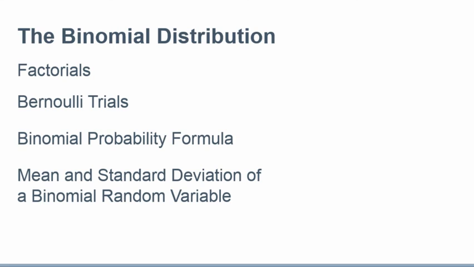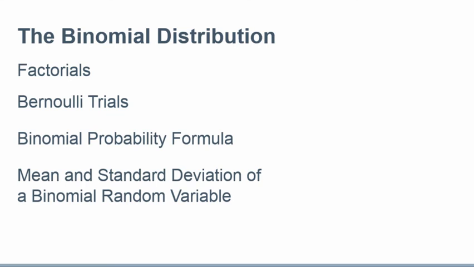To recap the section, the binomial distribution. A factorial is when you have a number followed by an exclamation point. You want to multiply from that number all the way down to 1, subtracting 1 as you go. Bernoulli trials are repeated trials of an experiment for which each trial has 2 possible outcomes, success and failure. The trials are independent, and the probability of success remains the same from trial to trial.